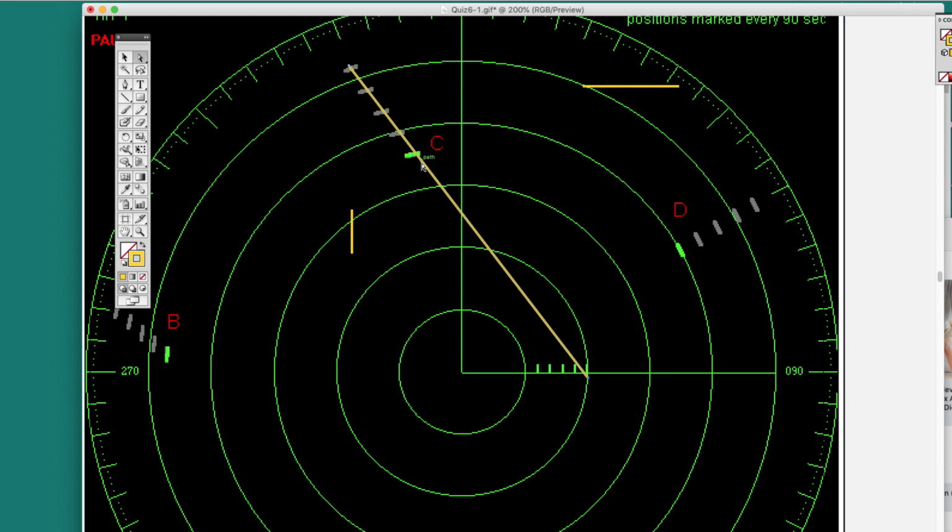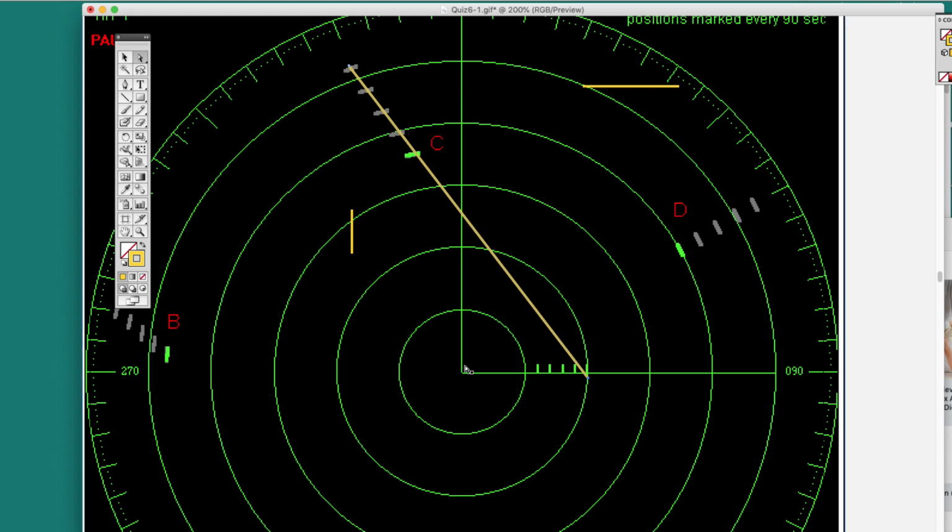Then you could ask, what's his closest point of approach? And that would be this distance. Now, I can't read it exactly, but something like 1.5 miles. And you could ask, what would be his bearing when he went past you at your closest point? His bearing would be like 45 degrees on the starboard bow when he's going to be at his closest. So when you're looking out the window, then you know that. So that's the closest point of approach.